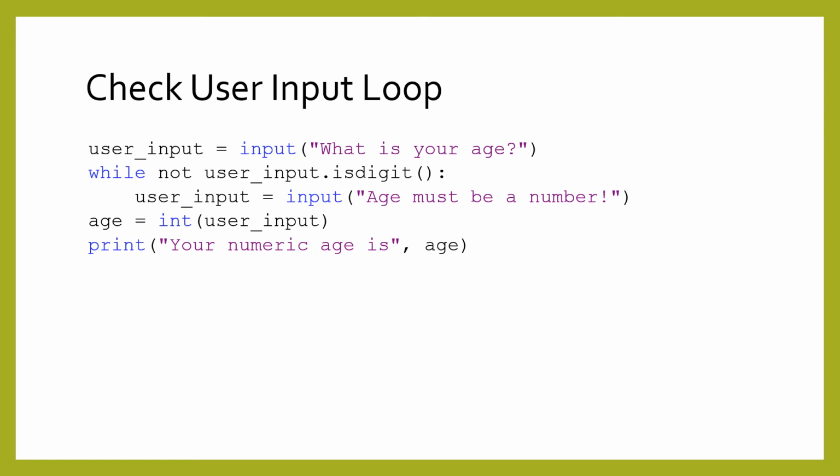Users are notoriously untrustworthy, and they often make mistakes. A while loop can be used to safeguard user input and make sure that they are correctly entering data. The pattern is similar to before, where we repeatedly get user input until a condition is satisfied. In this example, we're repeatedly looping until we are given digits for the age variable.